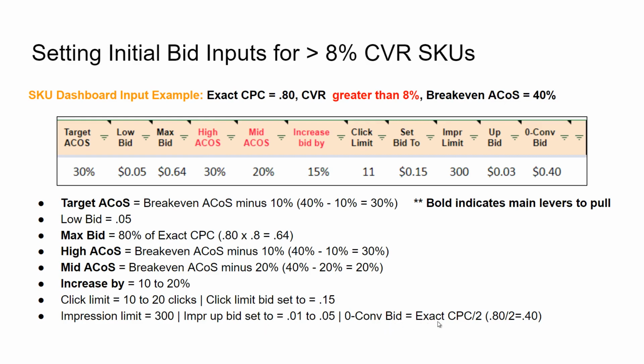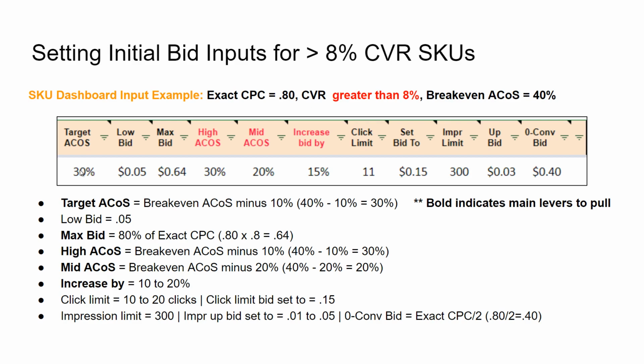This zero conversion bid setting only applies if you're not using the impression limit increase, the incremental increase feature. And that's just going to be a fixed amount that we recommend: take your exact CPC and divide it by 2, and you get a pretty good number there that will hopefully convert on most new targets that you're adding.